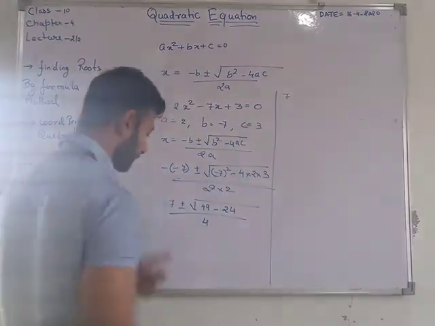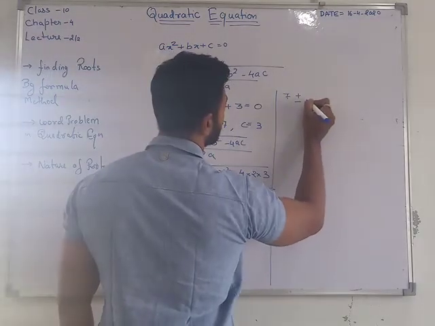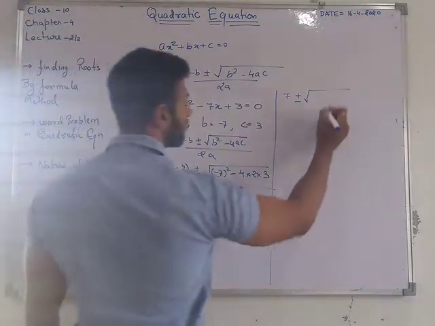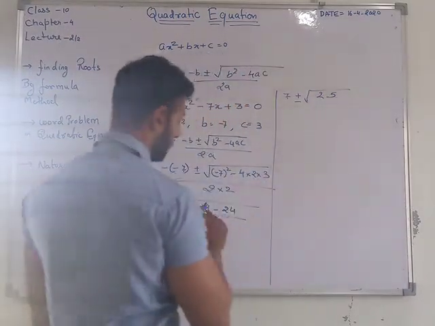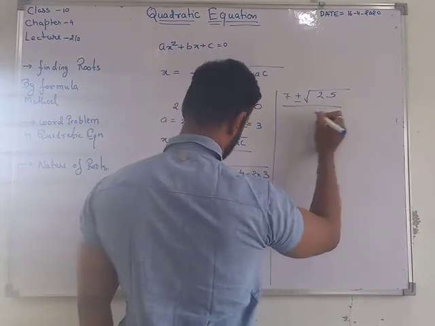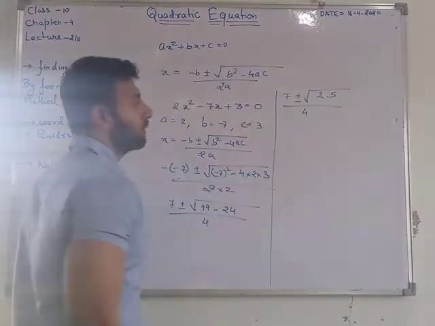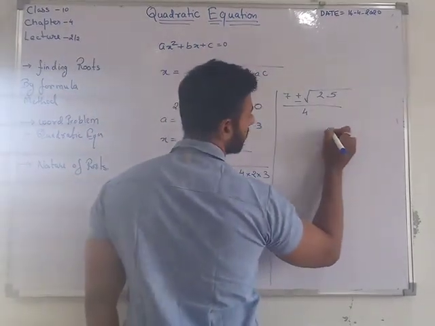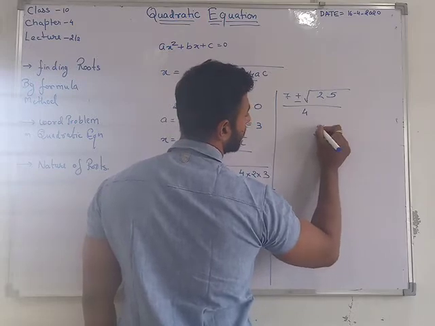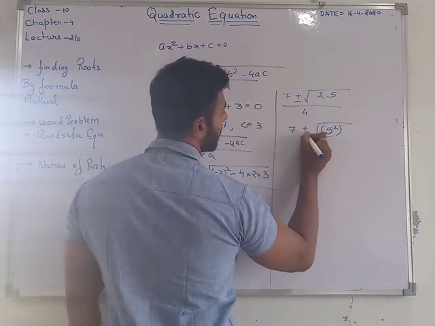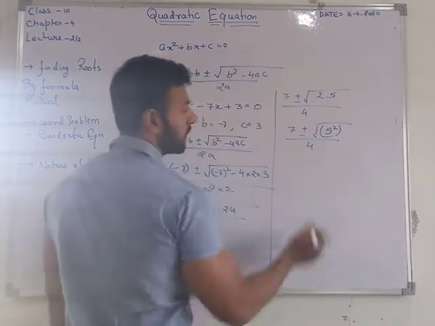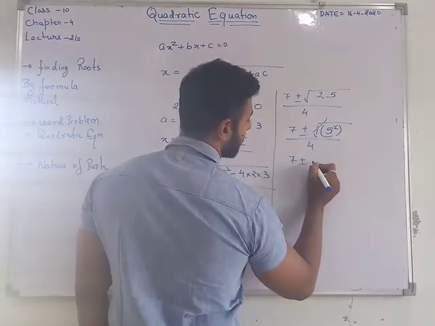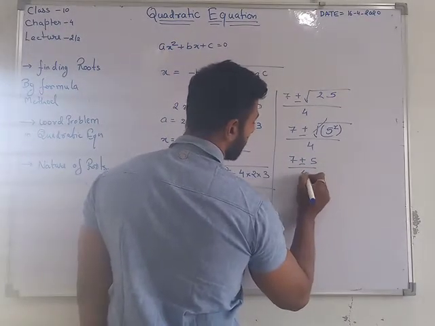7 will be as it is, plus minus under root 49 minus 24. 49 minus 24 will be 25, and 2 into 2 will be 4. We will be getting 7 plus minus under root of 25 by 4. This 25 can be written as 5 into 5 or 5 square. Under root 5 square, the under root will get cancelled out with the square. We will be getting 7 plus minus 5 divided by 4.